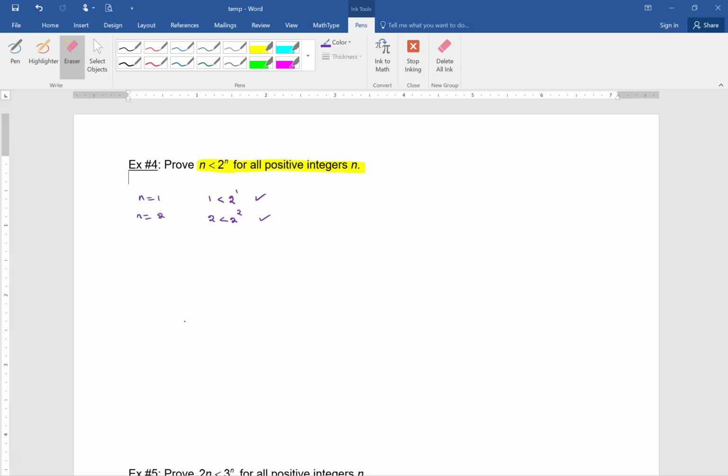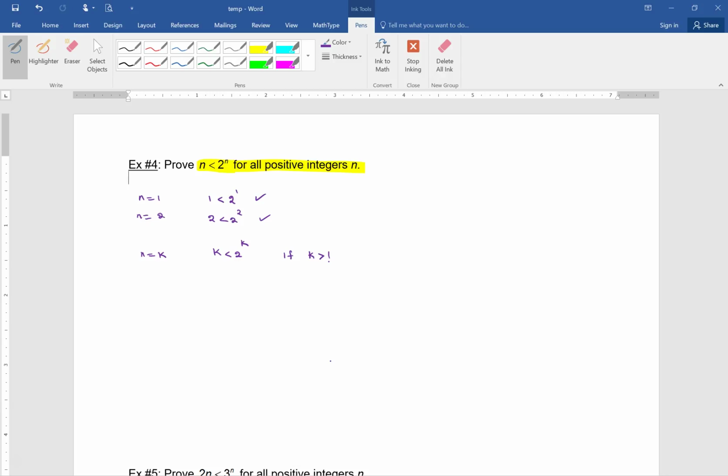So the n equals k case, right? It's just k is less than 2 to the k. And if we're talking about all positive integers n, then we're going to say that this is true if k is greater than 1. k is greater than 0 doesn't give us much information. We're going to go k is greater than 1. And you'll see once I'm done with this why we do it this way. So that's the k step.